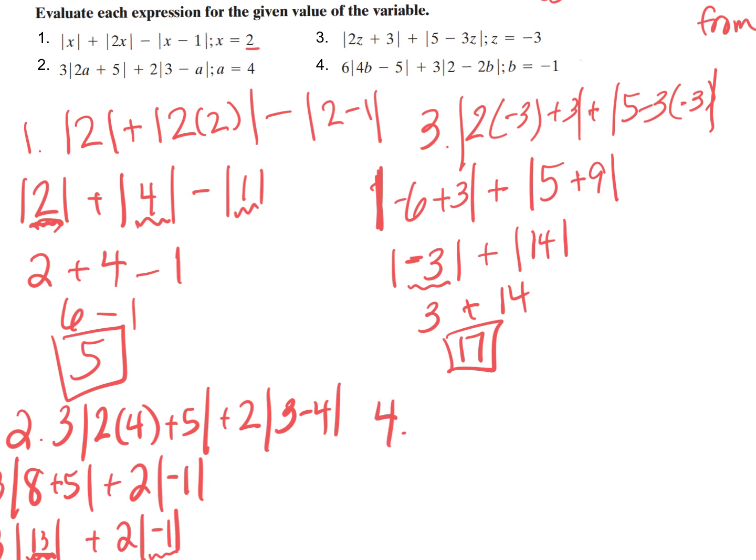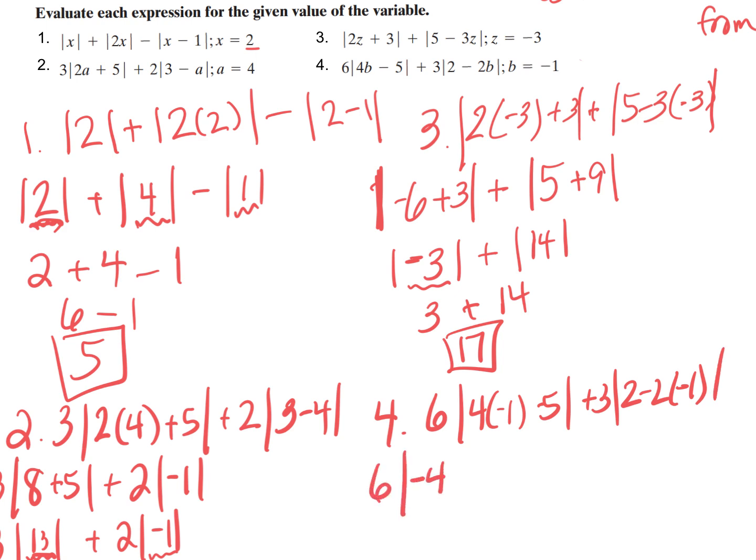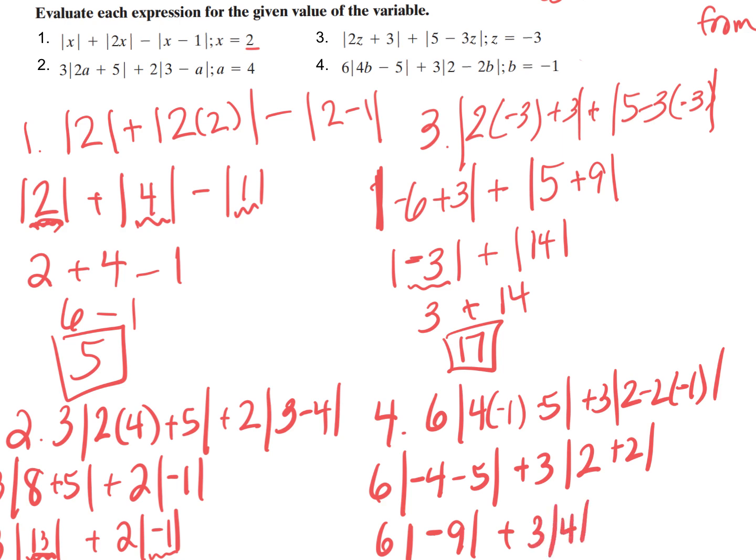And I have one more to go. I'm going to substitute -1 in for B. And I'm going to multiply inside the absolute value first. Multiply inside the next absolute value first. Negative times a negative is a positive. I'm going to add or subtract inside of the absolute value. Next, I'm going to take the absolute value. How far is -9 from 0? 9 units. How far is +4 from 0? 4 units. And now I'm going to multiply 54 plus 12. That is 66. That's the answer.